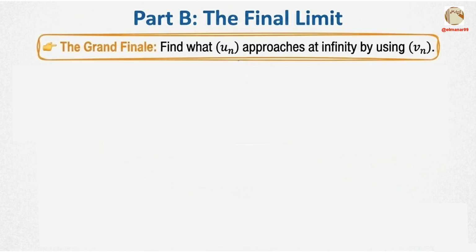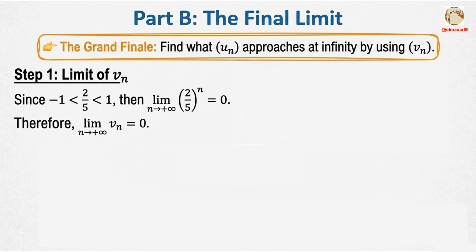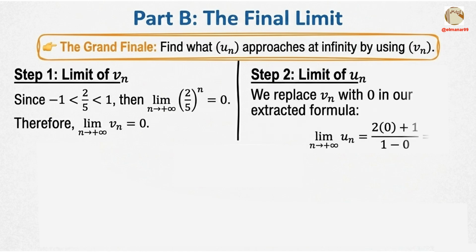It's time for the grand finale of Part B, finding the limit. Where does Un go when n goes to infinity? First, look at Vn. Since its ratio is 2/5, a fraction smaller than 1, the term (2/5)^n vanishes to 0 as n grows. So the limit of Vn is 0. Now we use our bridge formula for Un and replace Vn with 0. The limit of Un becomes (2 times 0 plus 1) divided by (1 minus 0) equals 1 over 1 equals 1.